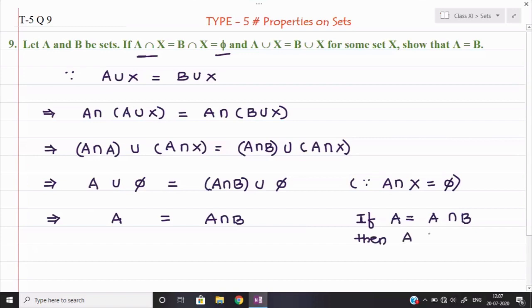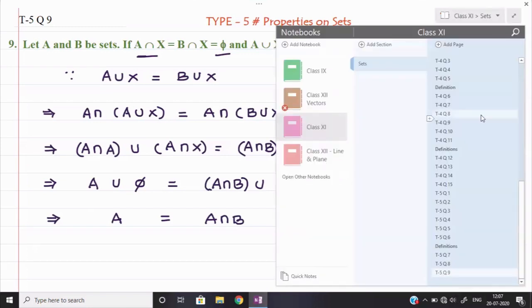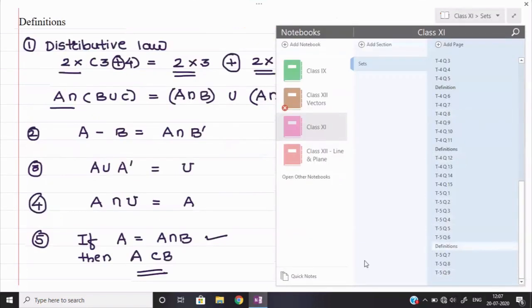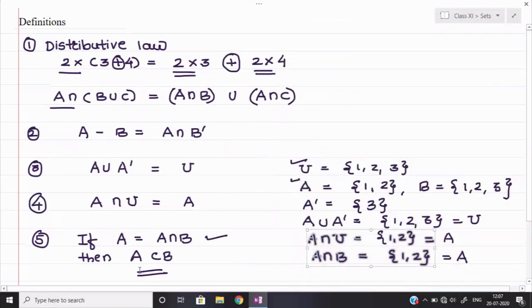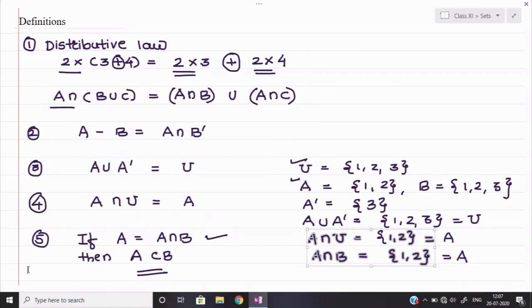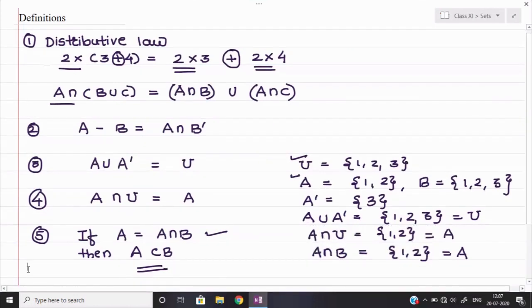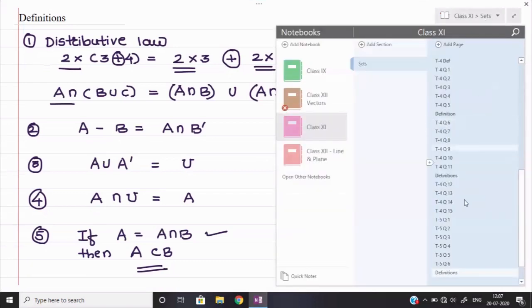I will show you the last definition we have covered today. Okay, so once we can check. See, in the definition section, we have covered this definition. Observe here, this definition number 5, which I put the tick mark. If A is equal to A intersection B, then A will be a subset of B. You can check, I have taken the example as well. Right? So you can see it once again because I have explained it earlier.